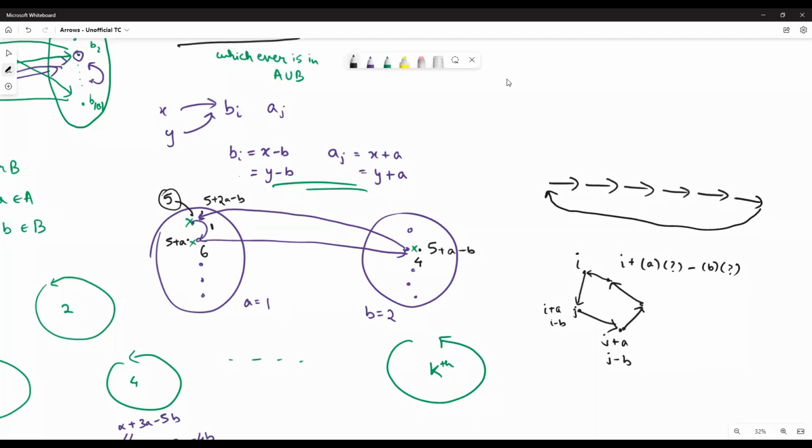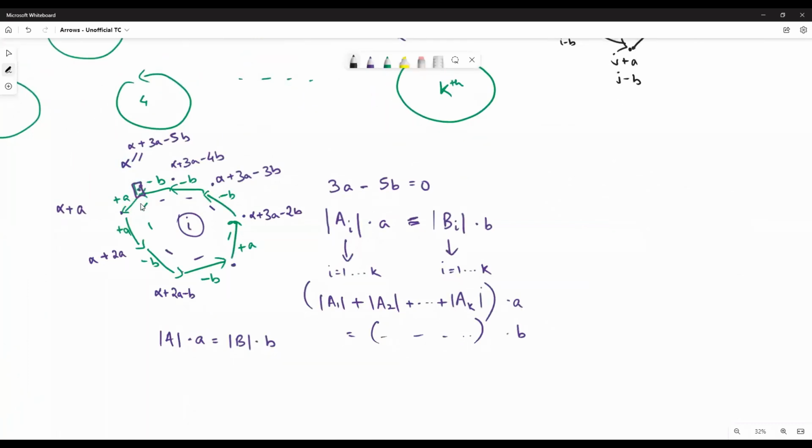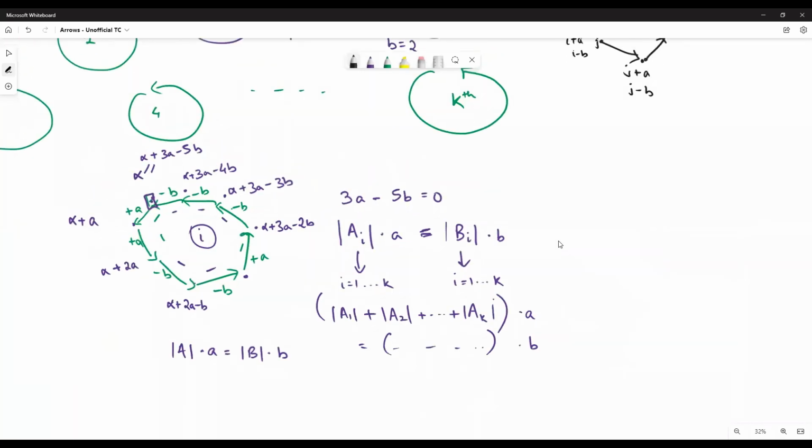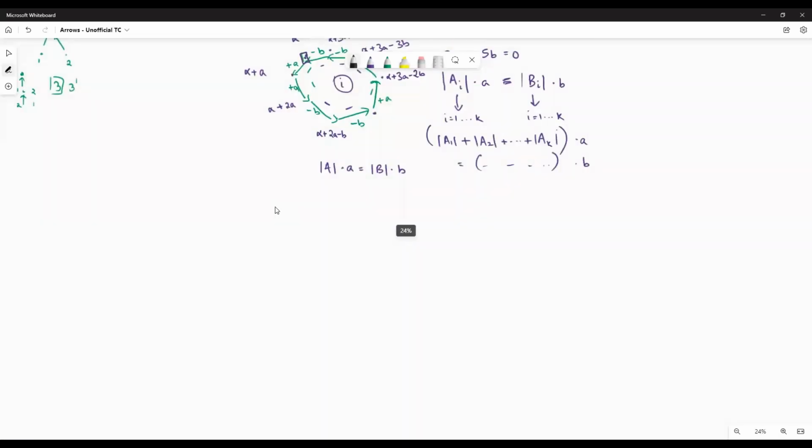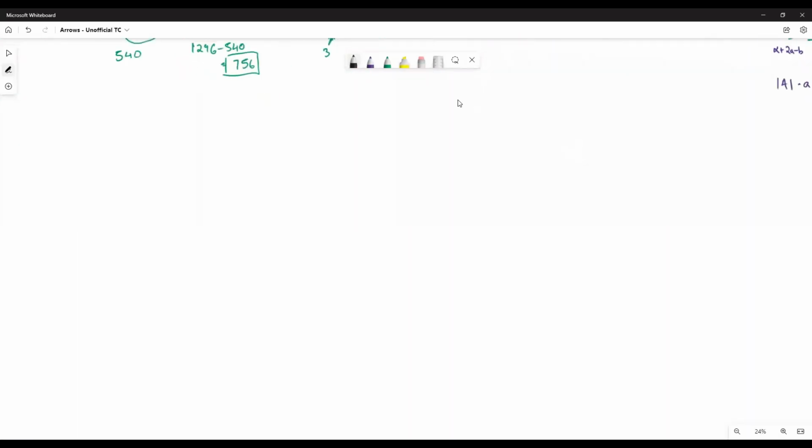So is this thing now clear? Alpha plus a, alpha plus 2a, alpha plus 2a minus b, alpha plus 3a. So all sorted? Any further queries? Okay, nice. So we'll move on to the third problem.